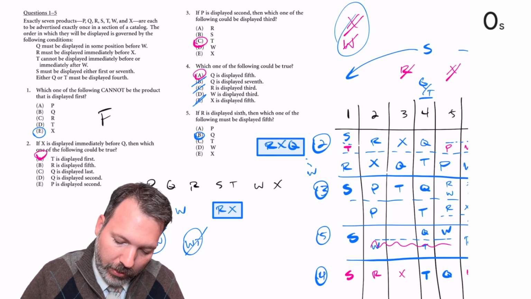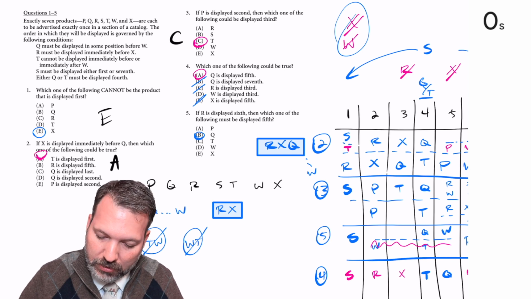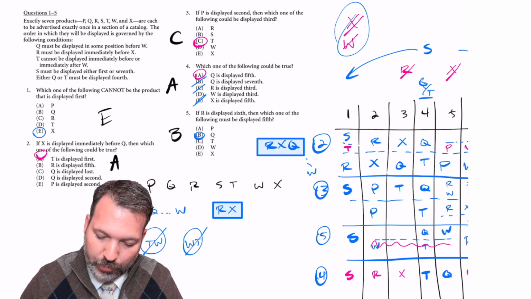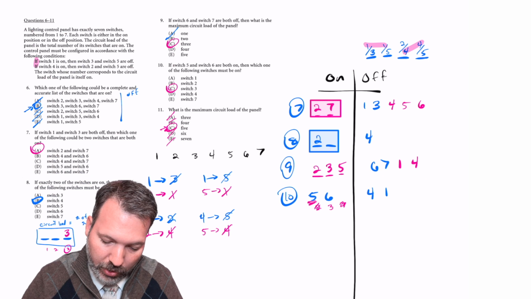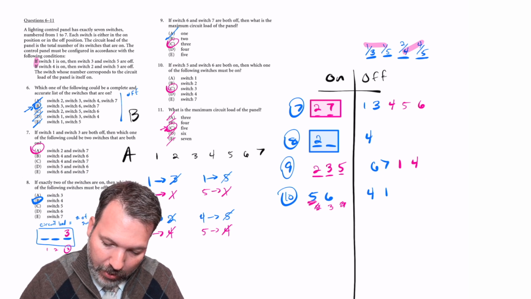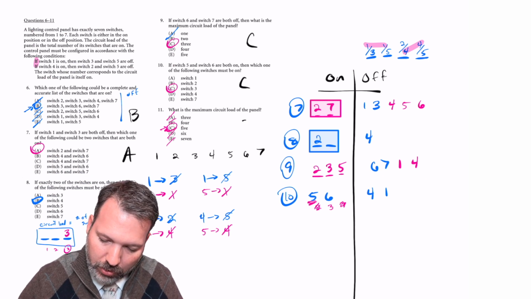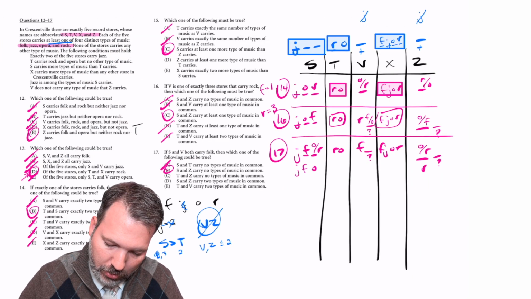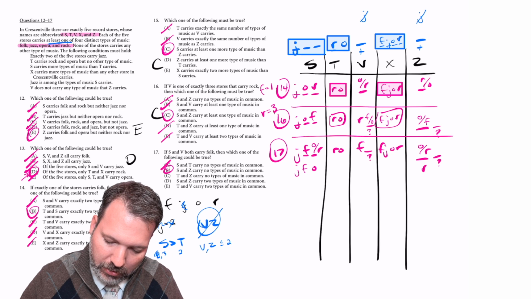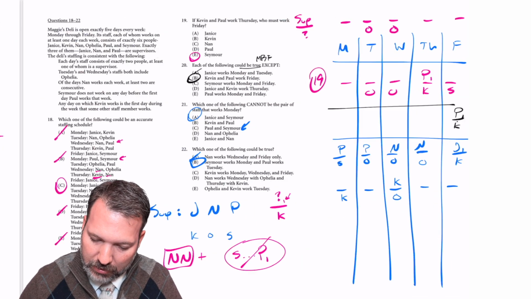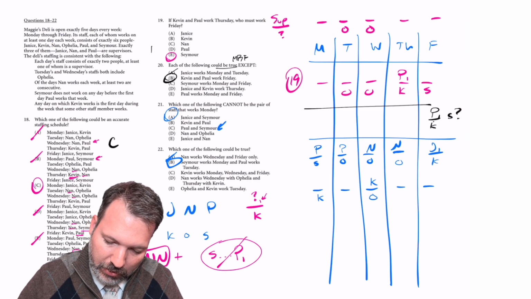Okay. 1E, 2A, 3C, 4A, 5B, CAB, BAB, K, EDB, CCB. Oh, that feels like a lot of C's all of a sudden. CEBAB.